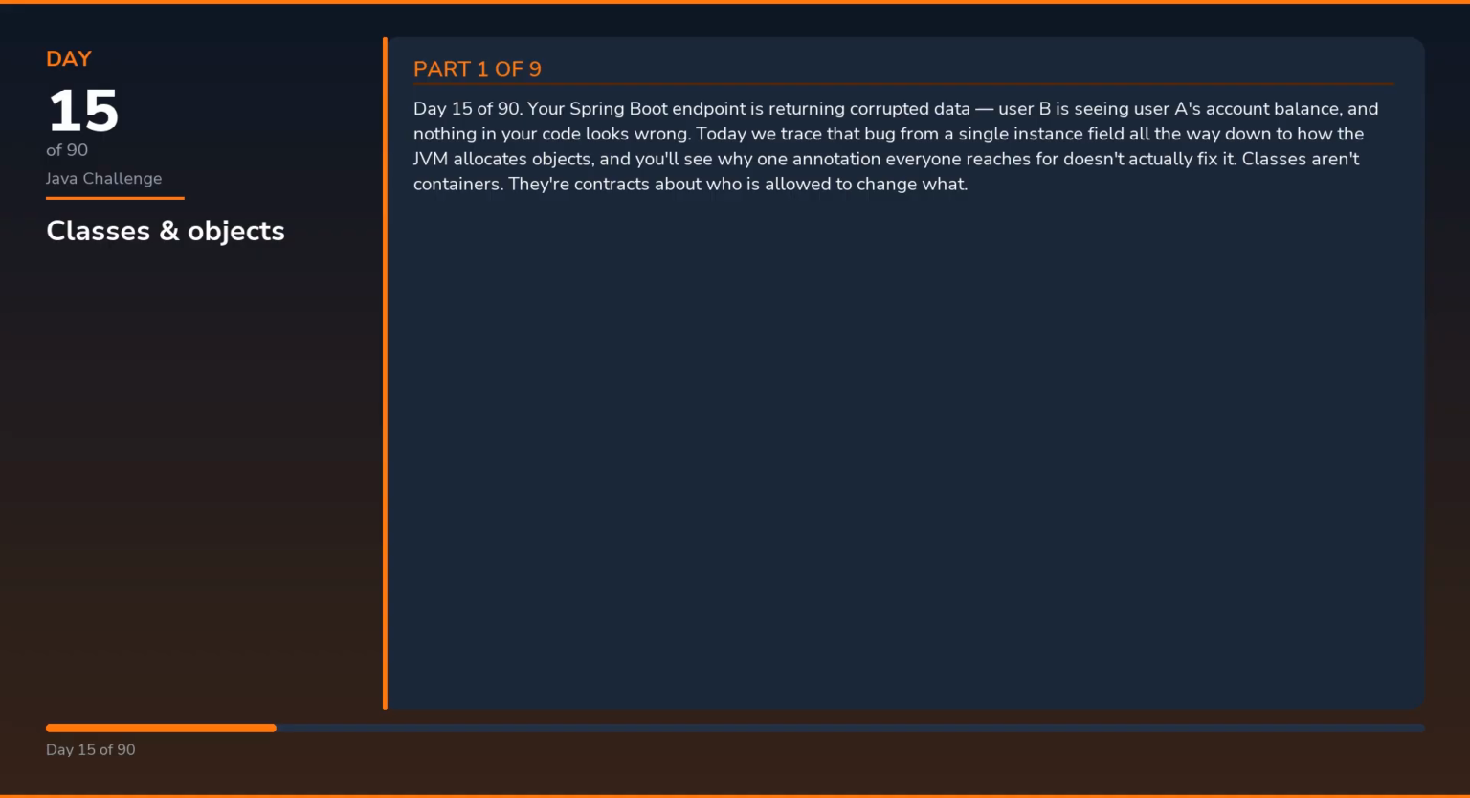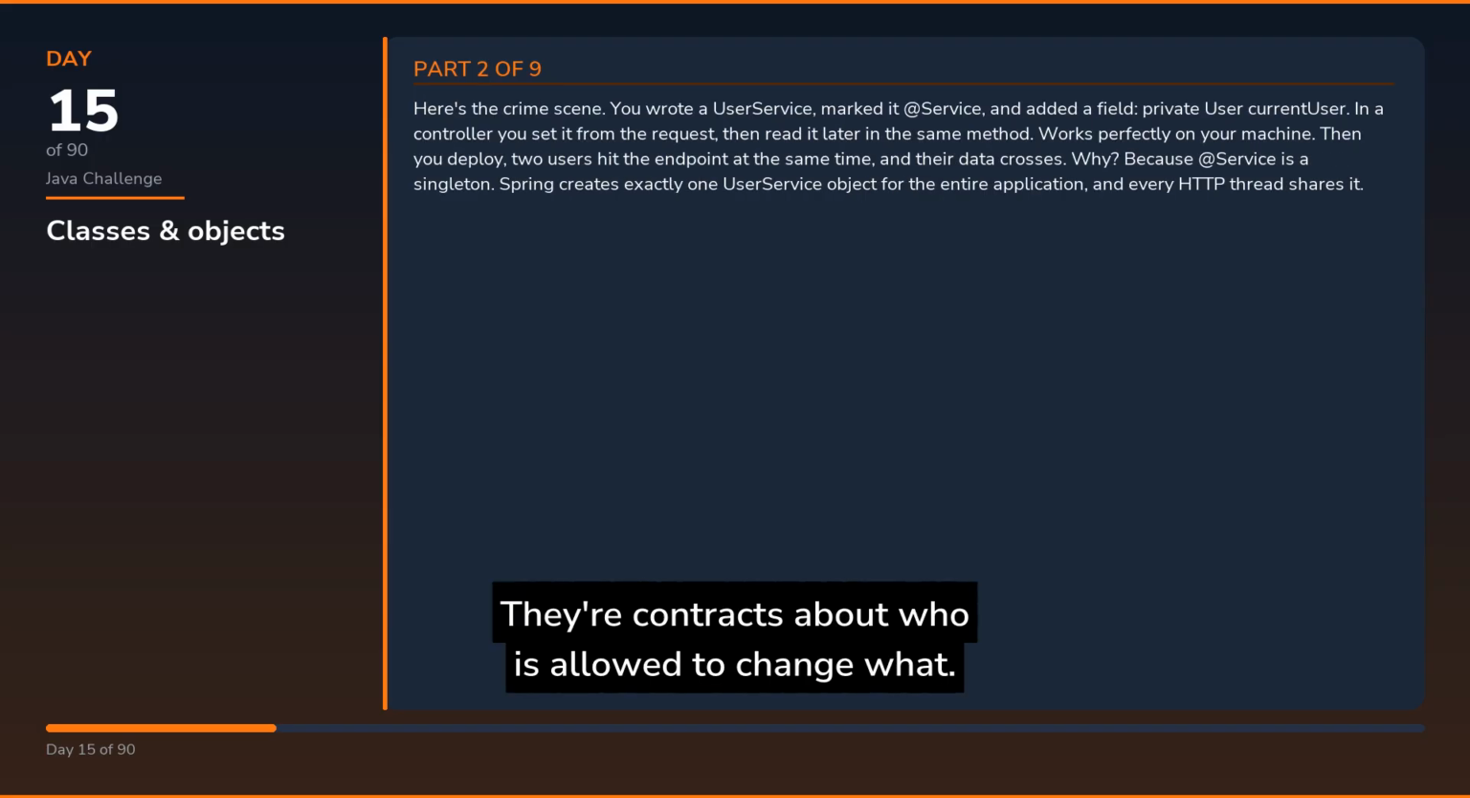Classes aren't containers. They're contracts about who is allowed to change what. Here's the crime scene. You wrote a UserService, marked it @Service, and added a field, private User currentUser. In a controller you set it from the request, then read it later in the same method. Works perfectly on your machine. Then you deploy, two users hit the endpoint at the same time, and their data crosses.